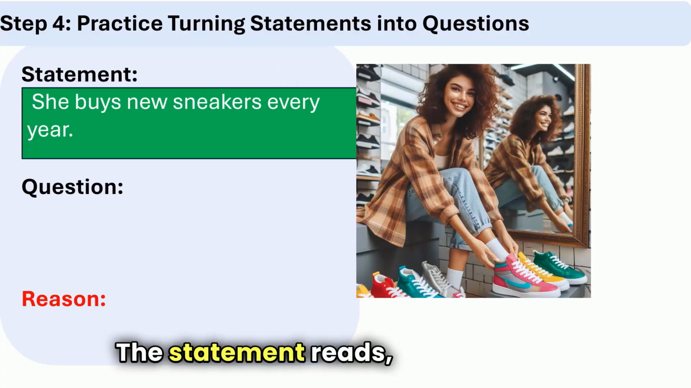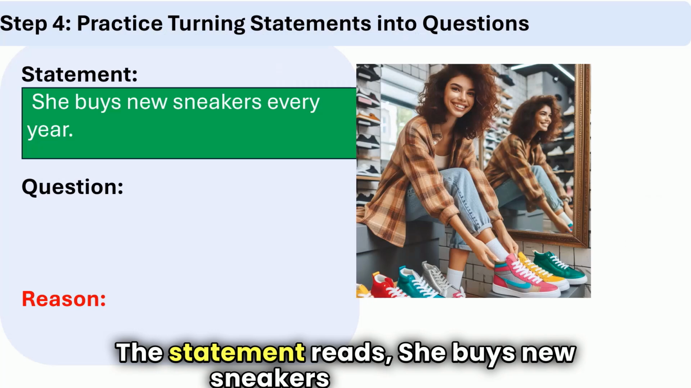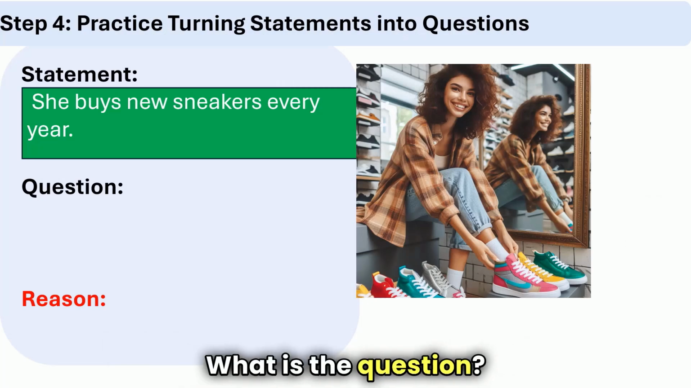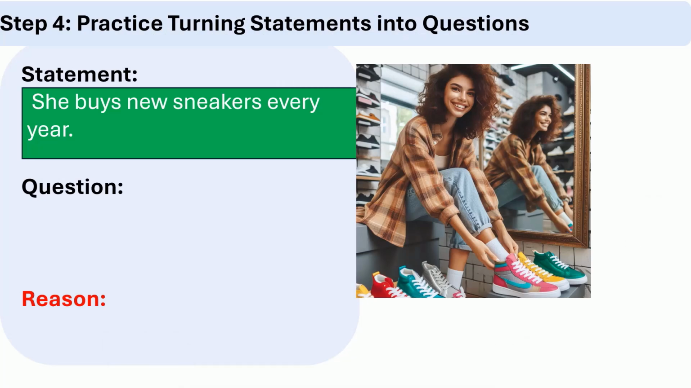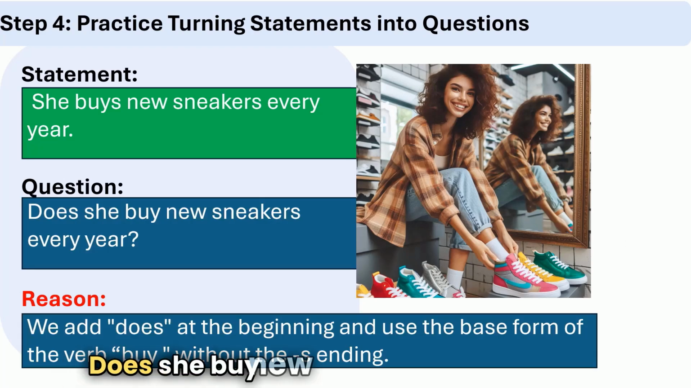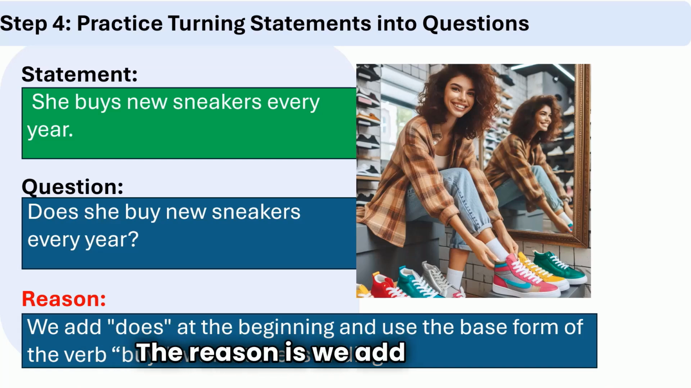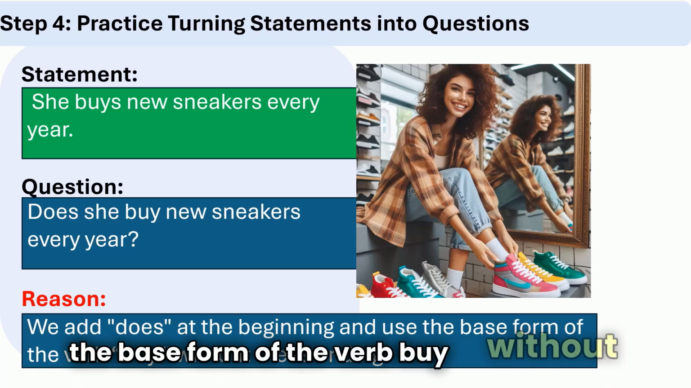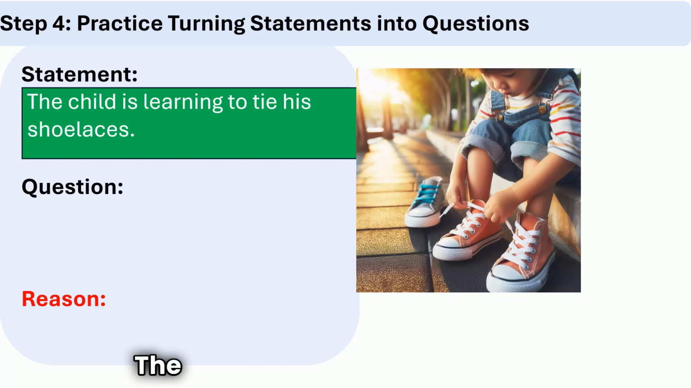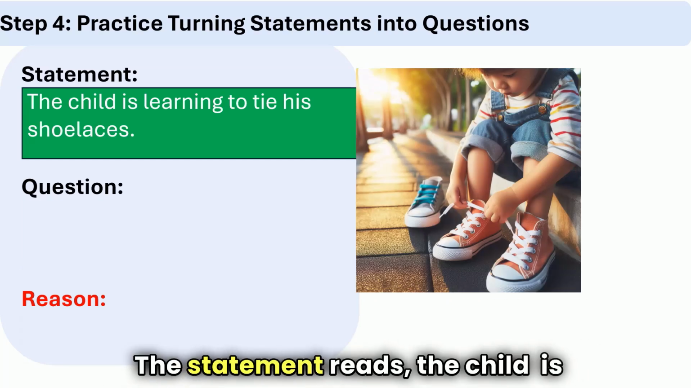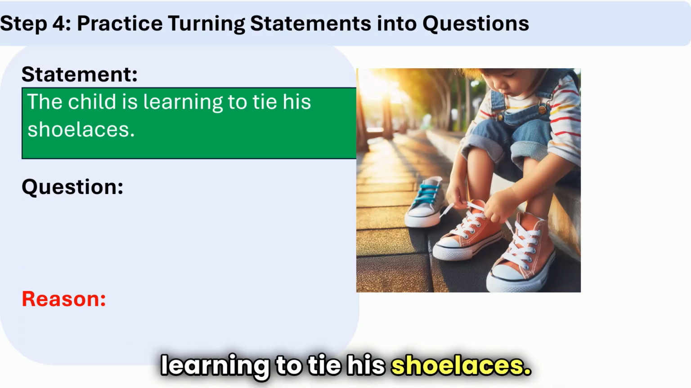The statement reads, she buys new sneakers every year. What is the question? Does she buy new sneakers every year? The reason is, we add does at the beginning and use the base form of the verb buy without the s ending. The statement reads, the child is learning to tie his shoelaces.